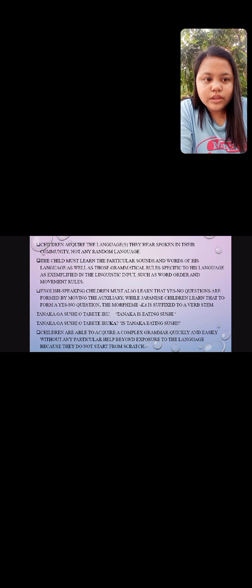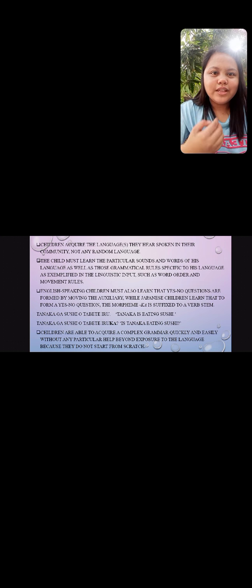English-speaking children must also learn that yes or no questions are formed by moving the auxiliary, while Japanese children learn that to form a yes or no question, the morpheme ka is suffixed to a verb stem. As you can see on the screen, that is the example given. I don't know if I pronounce it correctly, but I will try. Tanaka ga sushi o tabete iru, meaning, Tanaka is eating sushi. But when you form an interrogative statement, it becomes Tanaka ga sushi o tabete iru ka, meaning, is Tanaka eating sushi?